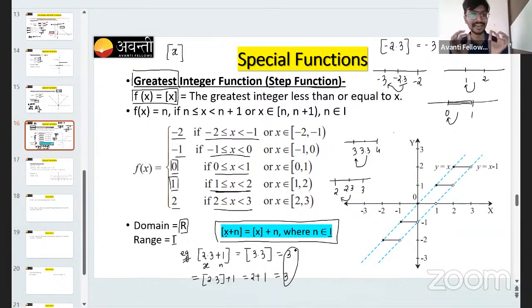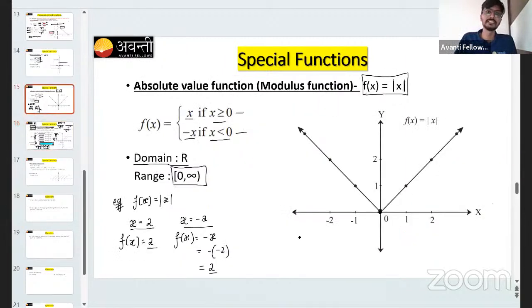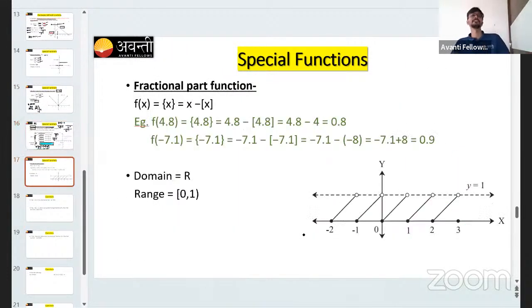But here I have highlighted this property because this property is very important in questions. Here in the example I have only taught how to use it. But if this property comes in a question, then we'll see how important it is. Okay. Chalo. I hope the greatest integer function is clear. So let's move on to the last function, which is the fractional part function.